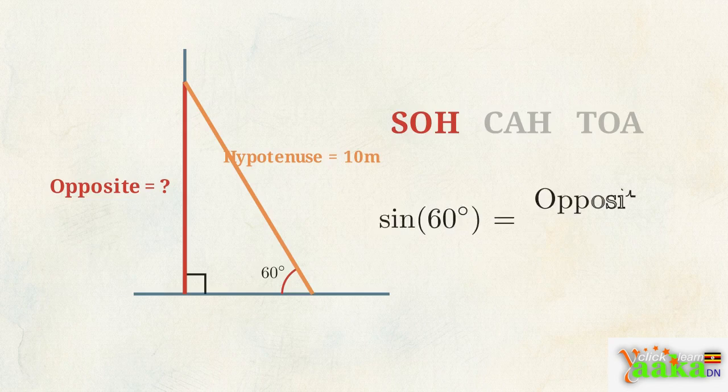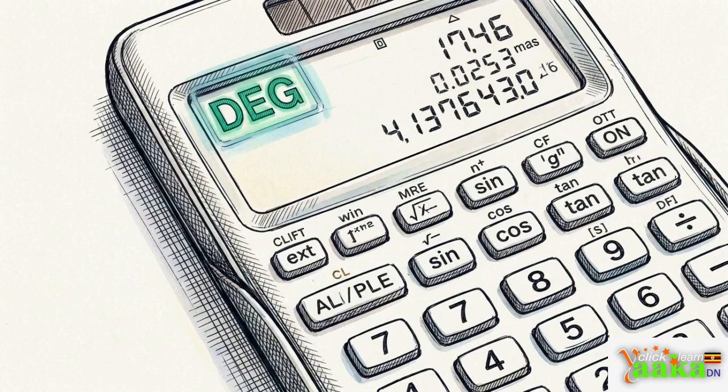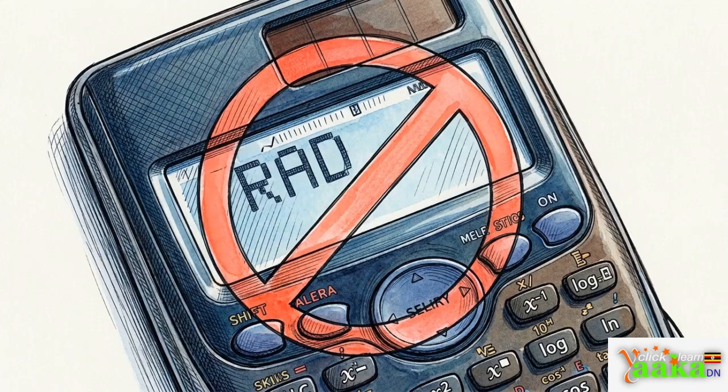We set up our equation. Sine of 60 degrees equals the opposite side divided by 10. Before calculating, check your scientific calculator screen. Verify your device is set to degrees, indicated by a small d or deg. If you see RAD or an R, you are calculating in radians, and your final measurement will be entirely incorrect.